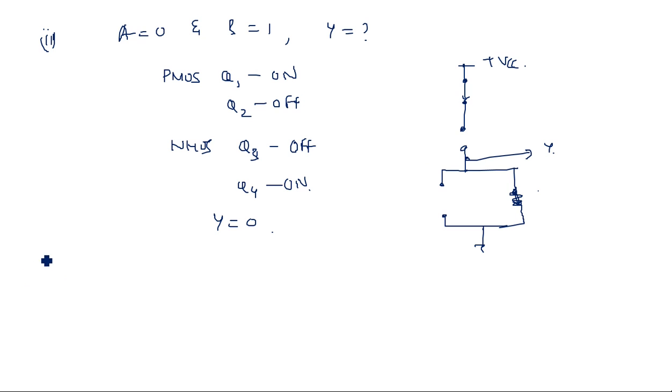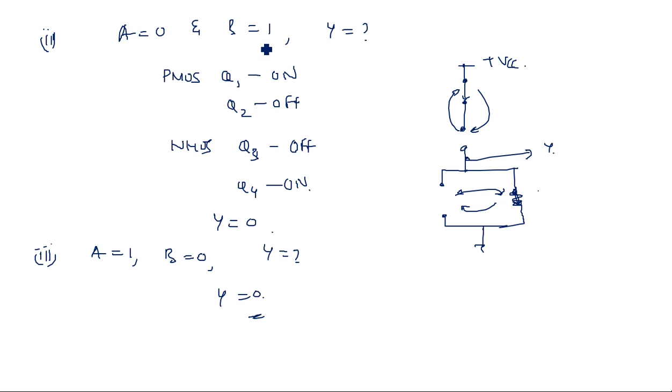Okay, and similarly, the next case also, A is equal to 1, B is equal to 0, Y is equal to how much? A equal to 1, B equal to 0 means these two cases will be reversed. Okay, and similarly here also it is going to be reversed. That's why the same output we will get here also.